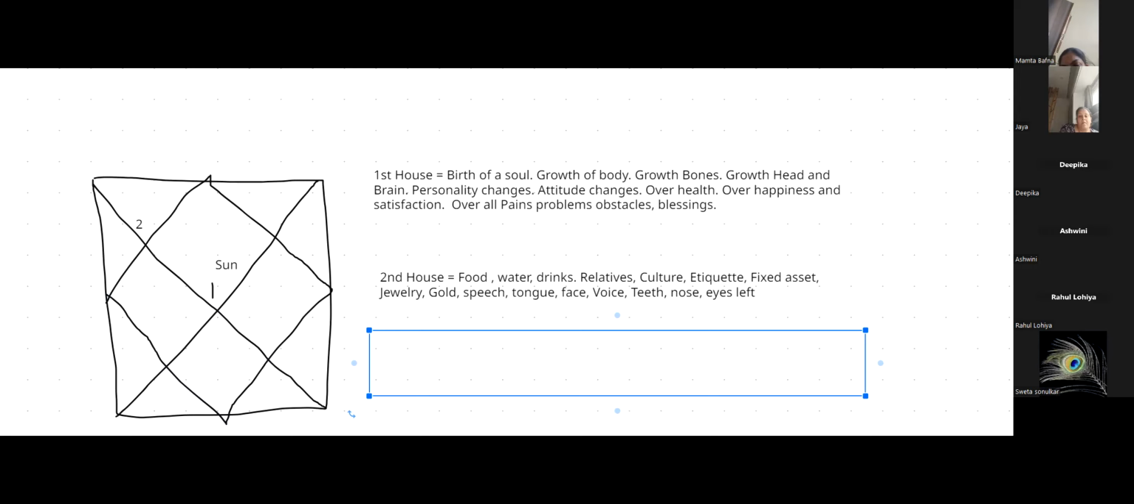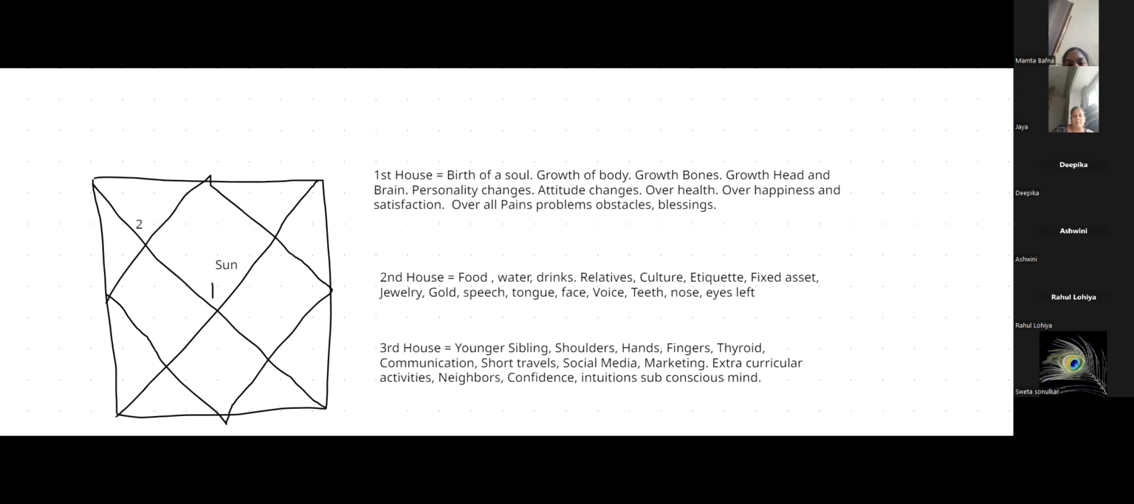And this house is also responsible for your intuitions, and subconscious mind. If you can just go back, okay, I have written brain, right, in the first house. Yes. So these are the factors to look at when you are checking third house.